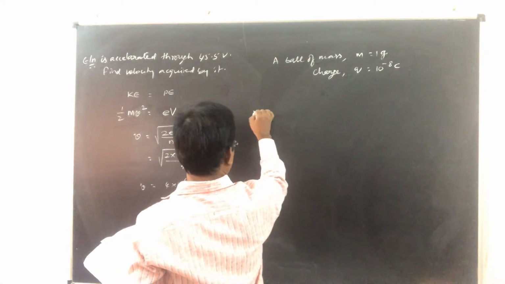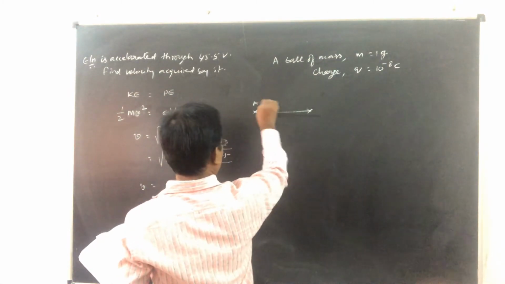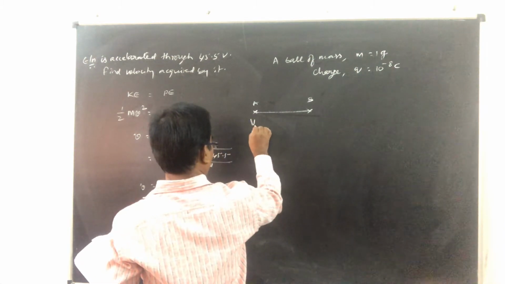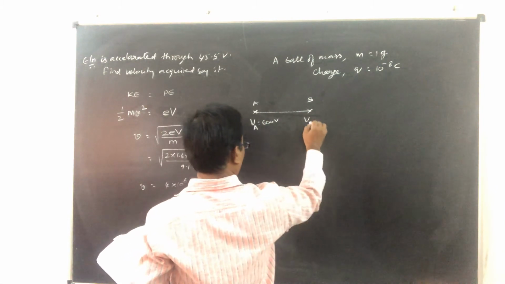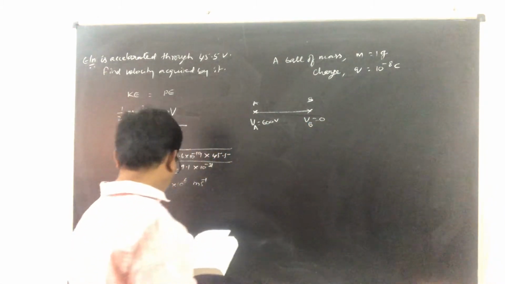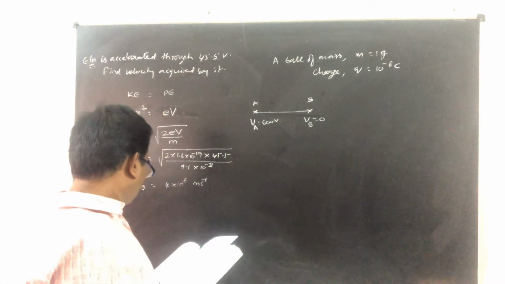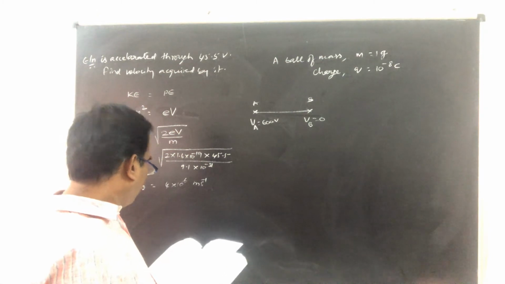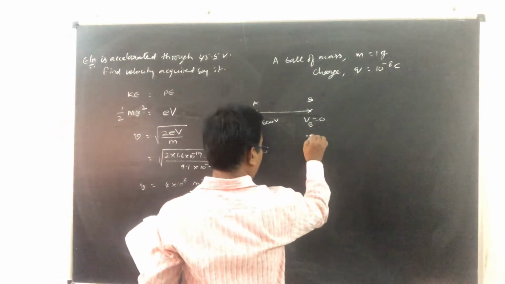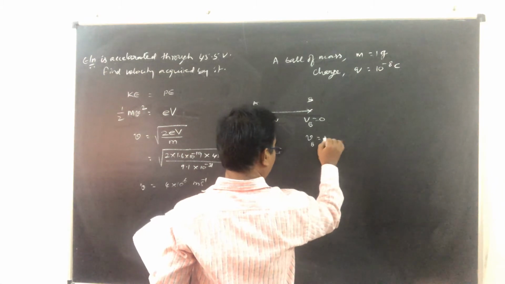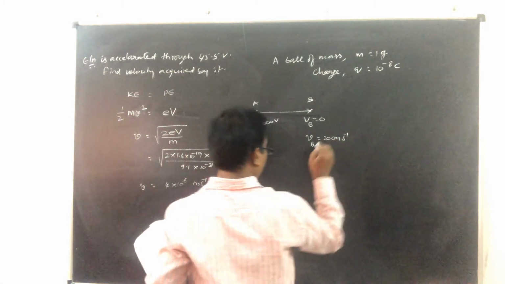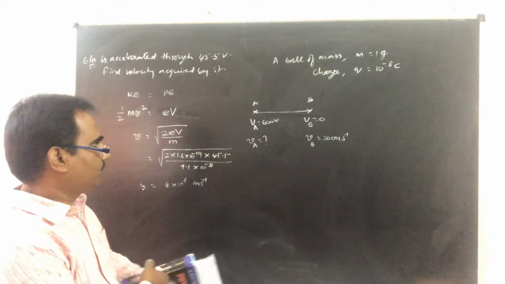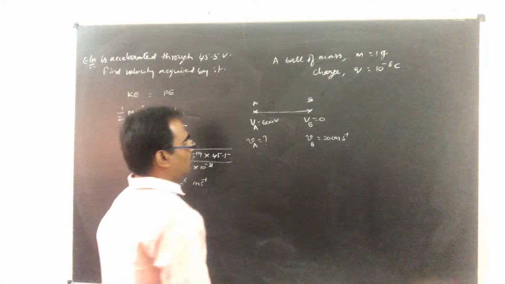So here there are 2 points A and B. The potential at A is 600 volt. Potential at B is 0. Now, the velocity of the ball at the point B is 20 centimeter per second. See here, this velocity is 20 centimeter per second. You are asked to calculate the velocity at A. So this is the problem.